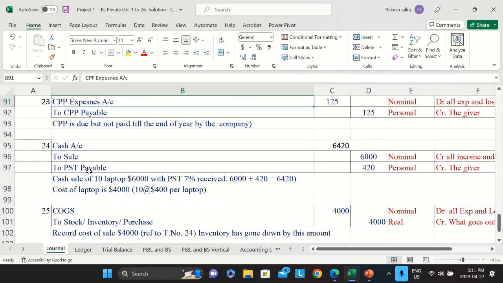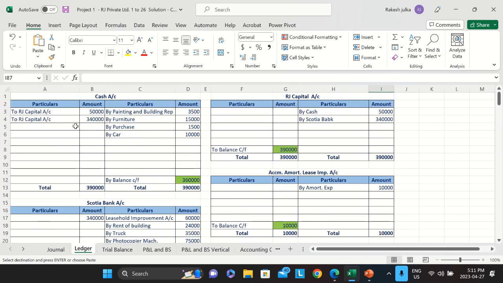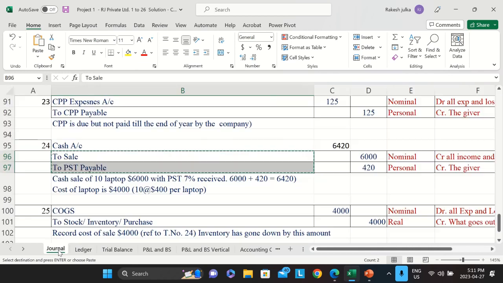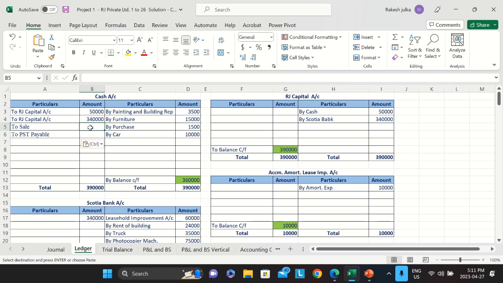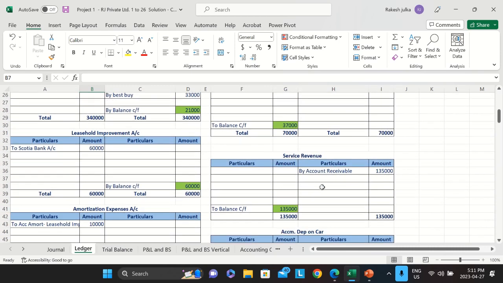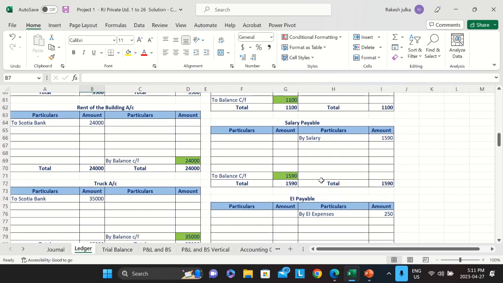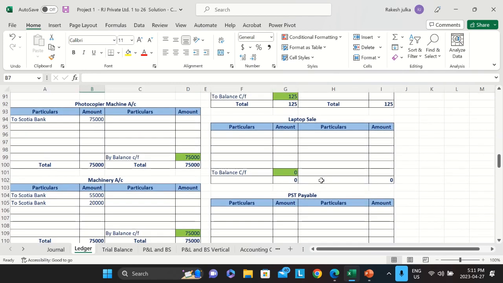Next, cash to sale to PST payable. Under cash we will write these two. I'm just going to copy cash. Under the cash I'm going to write these two, to sale to PST payable. What is the amount for that? 6,420. So here I'm going to write the 6,000 and here 420, right? In sales we will write cash. So where is the sale?